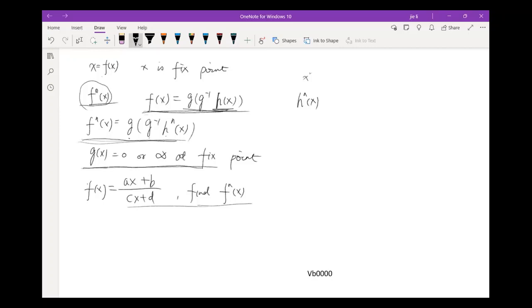Most likely the bridge function we choose will equal 0 or infinity at a fixed point. Of course, there are exceptions, but those are the norm, especially for JMO level. And what is a fixed point? If you don't know what a fixed point is, just refer to a Google search. Basically, if x equals f(x), we call that a fixed point. So we want to come up with a function that's equal to 0 or infinity at a fixed point.